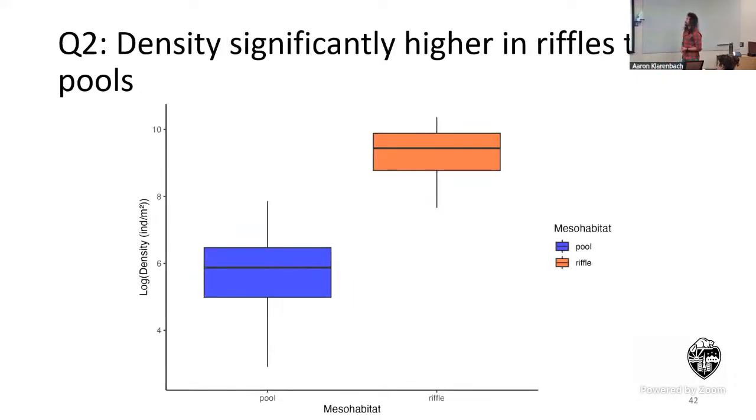We found that density is significantly higher in riffles than in pools as well. This is probably due to riffles being highly oxygenated. They're very productive habitats. They have stable substrate for colonization compared to a pool, which has very fine sediments that can easily be washed away. There may also be lower predation pressure in riffles. There are a lot more places to hide between different rocks and interstitial spaces within riffles.